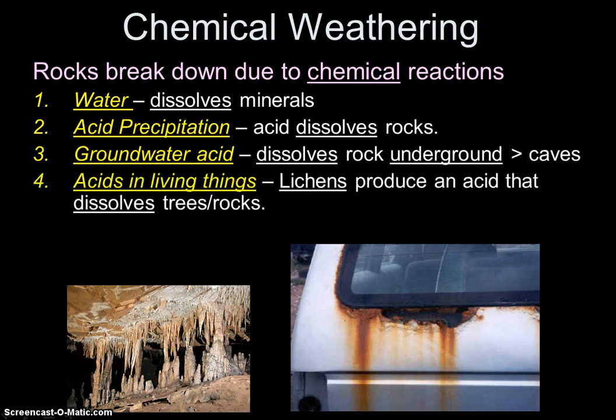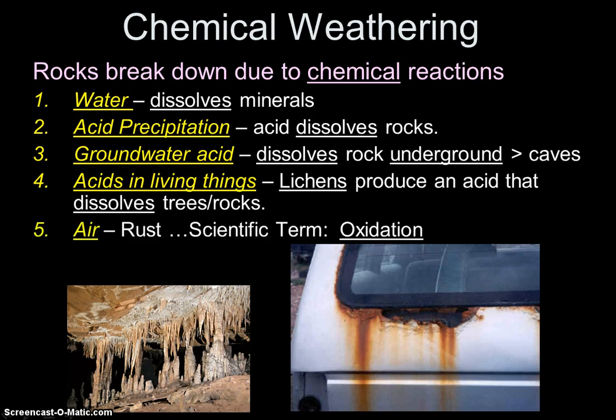Number 4, we have acids in living things like lichen, mosses, that produce an acid that helps to dissolve the rock or the tree. And then the last one is oxidation caused by air. And you can see a picture there where we have water and the oxygen in the air cause a chemical reaction. So we've just looked at 5 different types of weathering, and we'll be looking at examples of those in class actually on Wednesday.